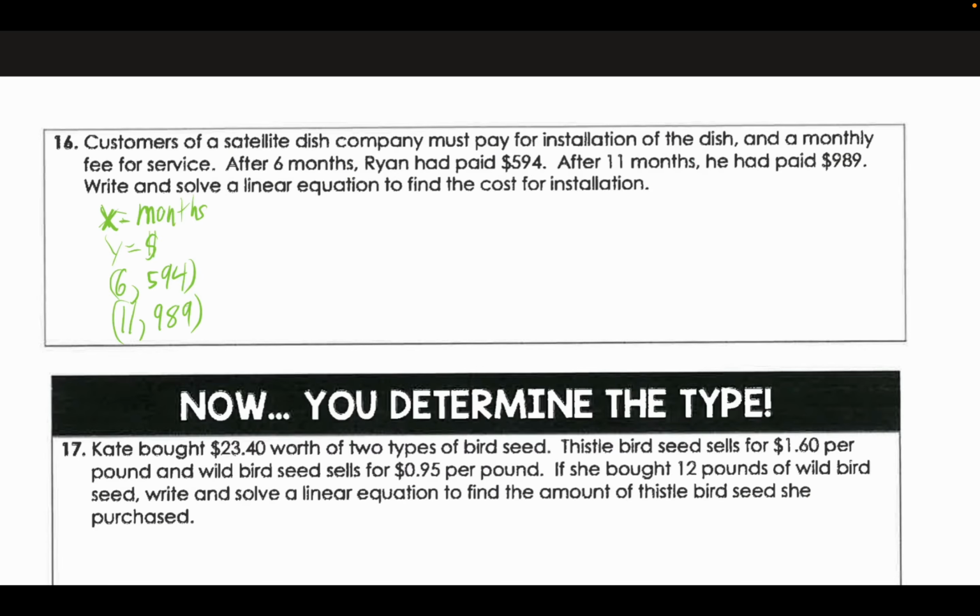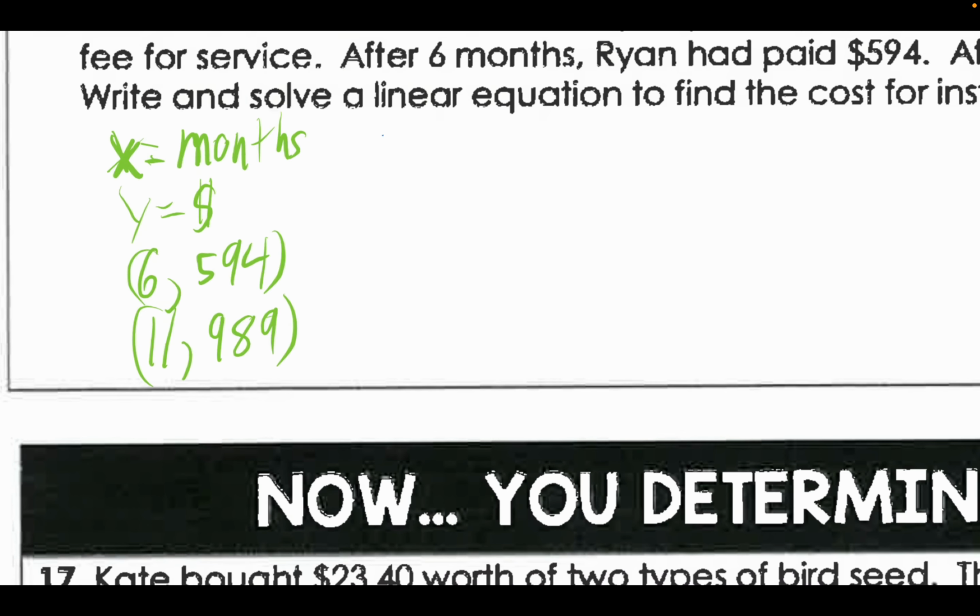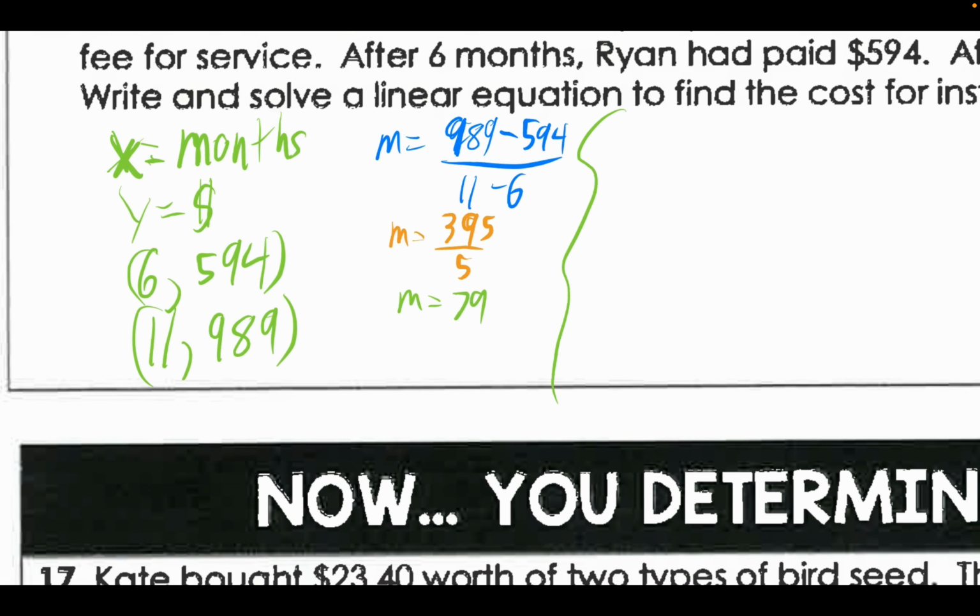And so now as I seek to find the slope between these two ordered pairs, I'll go ahead and do 989 minus 594 over 11 minus 6. And so that ends up giving me 395 over 5, which is a slope of 79, meaning it's $79 per month.